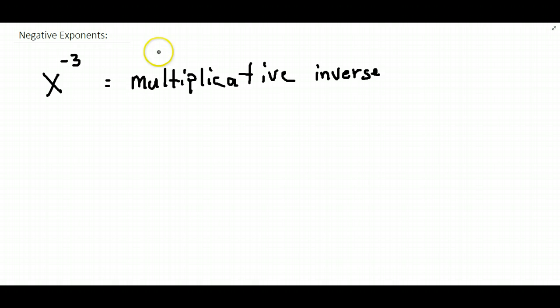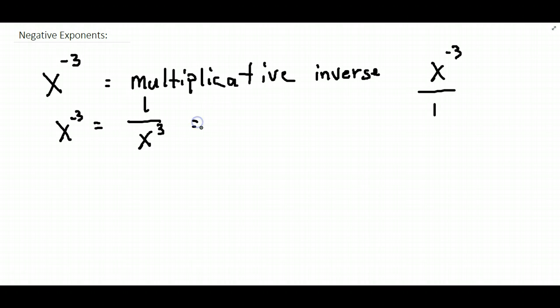So x to the negative third power, which we can write as x to the negative third over 1 as a fraction, and then we flip it and do the multiplicative inverse. So x to the negative third power is the same thing as 1 over x cubed. So you get rid of that negative sign when you flip it. And if it asks you to simplify your expression, you cannot have a negative exponent.